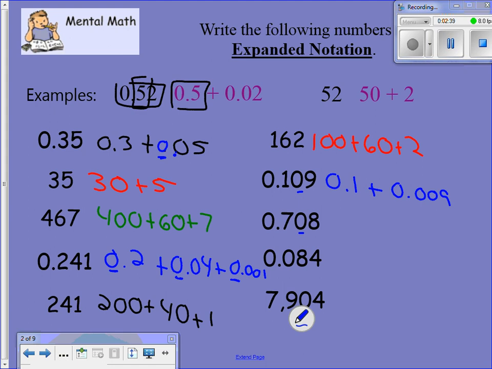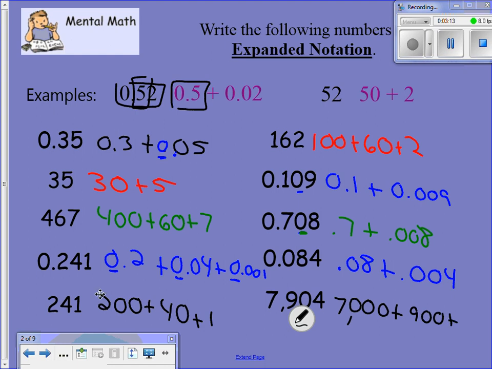If there's a 0 there, you just get to skip that place value because there's no number in that place value. Keep going here. We'll go 0.7. Do you see how I didn't add the 0 to the left? That's okay. Plus 0.008. Remember the 0 here, I didn't need it. Coming down a little lower, we have 0.08 plus 0.004. Then it looks like we have 7,000 plus, I put a comma in there, plus 900 plus 4.